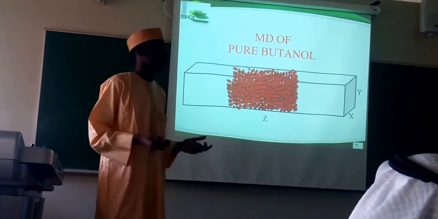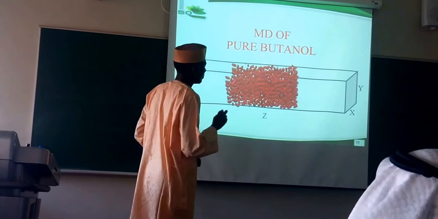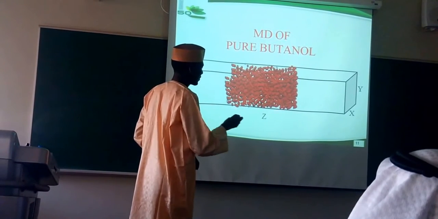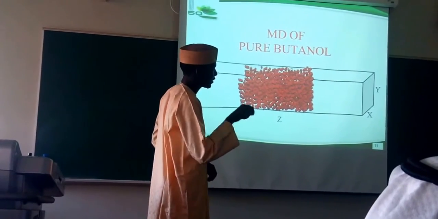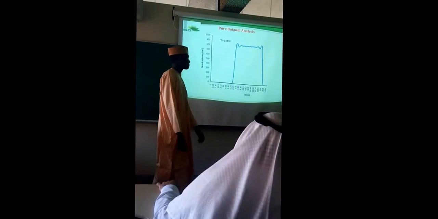This is the butanol inside a box. Along this is the z-axis, and then we have x and y. Now let us see the file to confirm whether it exists. This is the density profile plotted. This is the z-axis, LZ.